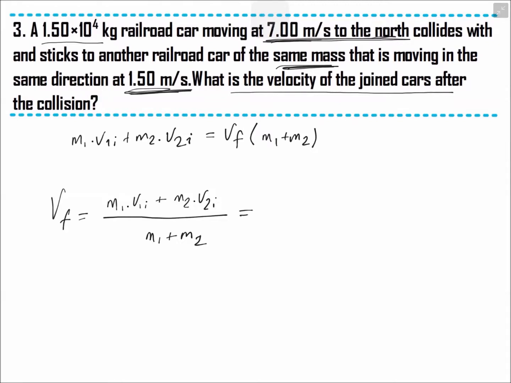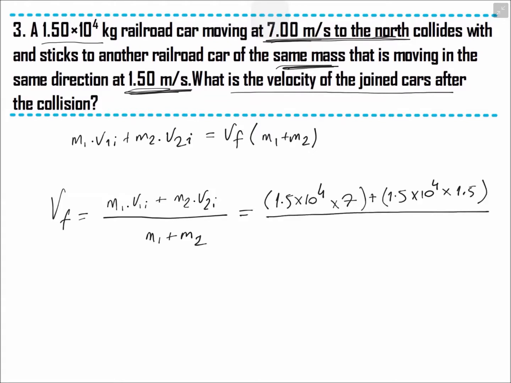So the first mass is 1.5 times 10 to 4, and its velocity is 7 to the north, so it is positive, times 7, plus the second mass, again the same, 1.5 times 10 to 4, times its velocity 1.5, over m1 plus m2.